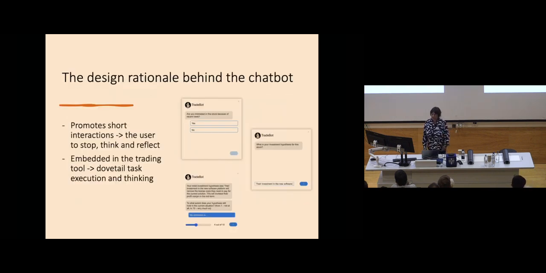So just to reiterate, the idea of our chatbot was to promote short interactions that wouldn't get in the way too much, to get the user to stop, to think and reflect on what they were doing, and importantly, that this was embedded in the trading tool itself, so they can dovetail between executing the task and the thinking, rather than having to come out, use ChatGPT, and then go back in. And here's some examples here where we use yes, no. We even had scales here which they could slide, and then open boxes to type in their text.